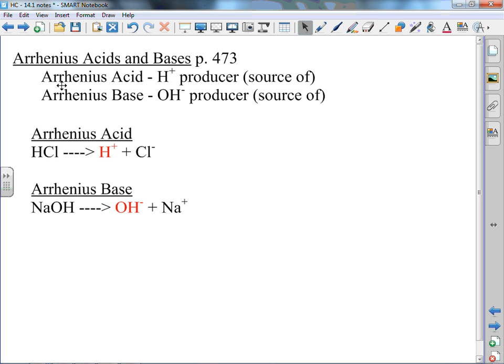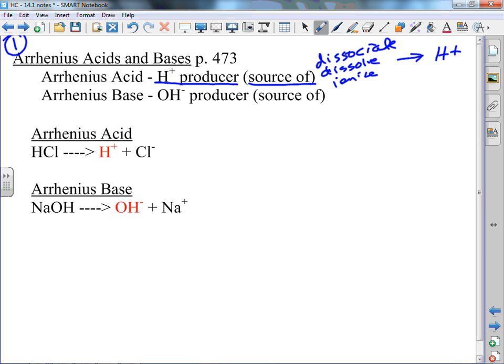There are actually three different definitions. The first one is what we're going to call Arrhenius acids and bases. This is the most common way that we define or know acids and bases. An Arrhenius acid is a chemical that produces hydrogen ions or is a source of hydrogen ions. Now, just because it has hydrogens in the formula doesn't mean it will dissociate, dissolve, or ionize to give us H pluses. So we have to kind of watch out with that.